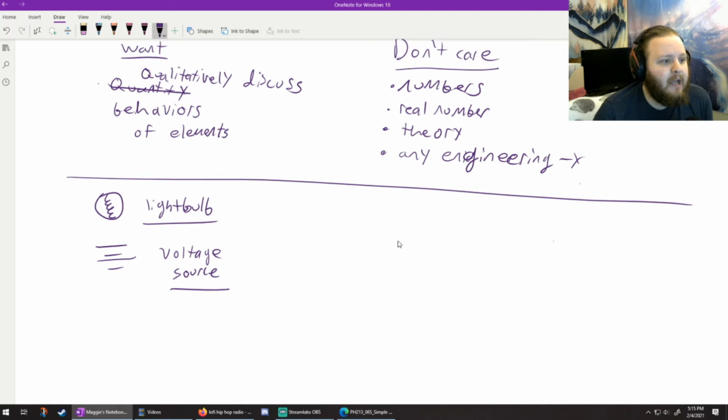And I am, for the most part, going to only draw circuits with these two things in them, because I don't really care about capacitors. I don't really care about inductors. I especially don't care about inductors. These are the two big ones that I care about.